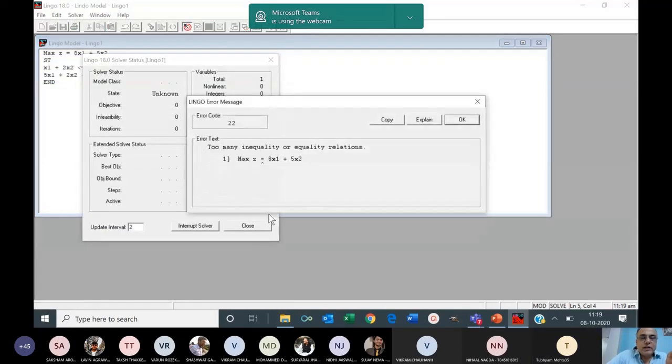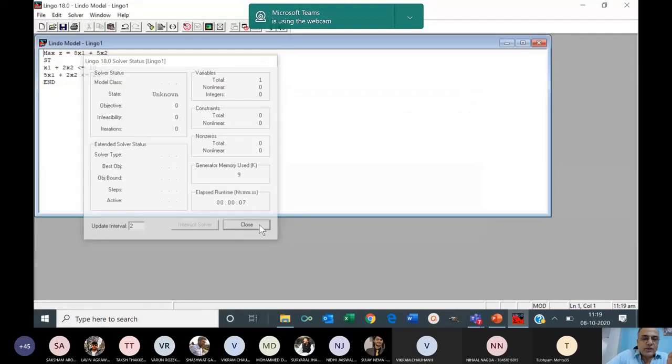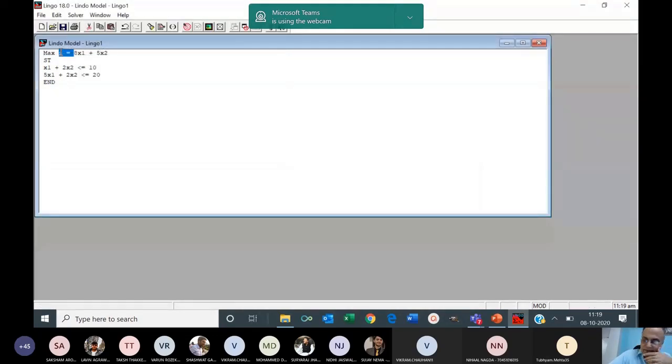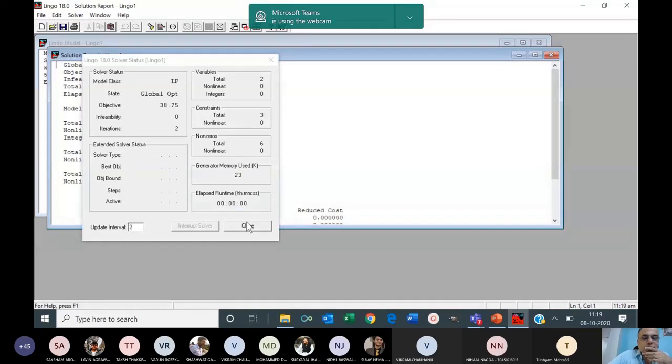Look at the solution here. Too many inequality or equality. Oh, so here you know what the problem is. In this Lingo syntax, I had left Z equals, which is not required. So if you do this, now I have a solution here.